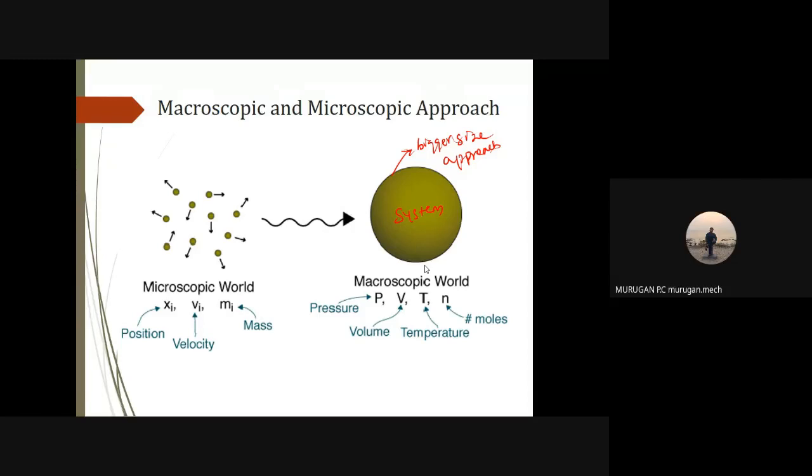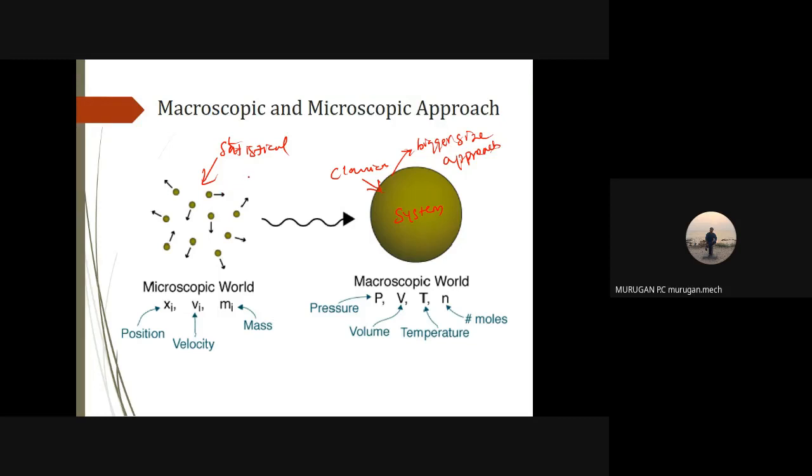Yes, sir. Macroscopic and microscopic. அதே மாதிரி thermodynamics is classified into two types. One is the classical thermodynamics and another one is the statistical thermodynamics. So the classical thermodynamics only we are going to study. So the classical thermodynamics comes for macroscopic approach, and the statistical approach is done for this microscopic approach.